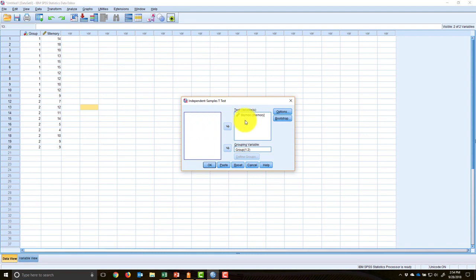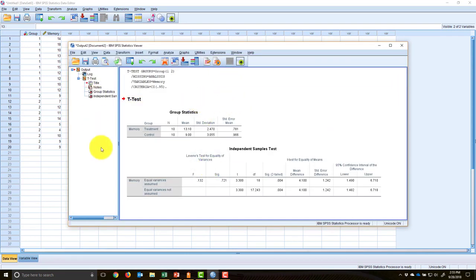And what I've done here is I've put the memory into the test variable and my groups into the grouping variable. If I were to go to options, I could put a 95% confidence interval. I could change that, but I do want it to be a 95% confidence interval because that's pretty standard. 0.05 is generally the alpha value for significance. So I'm going to go ahead and click OK, and I get my outcome.